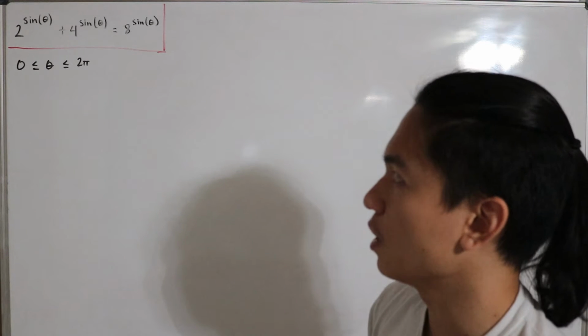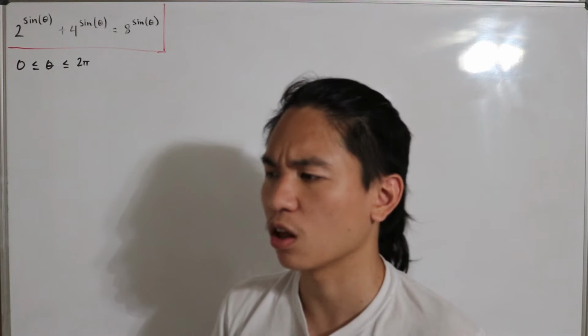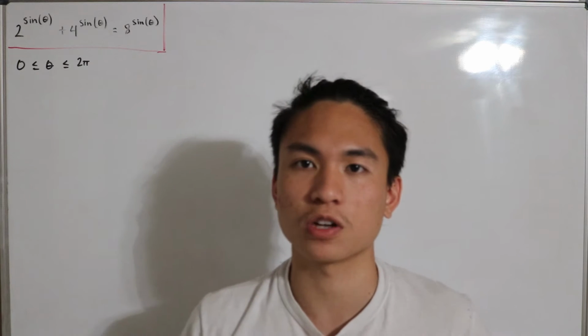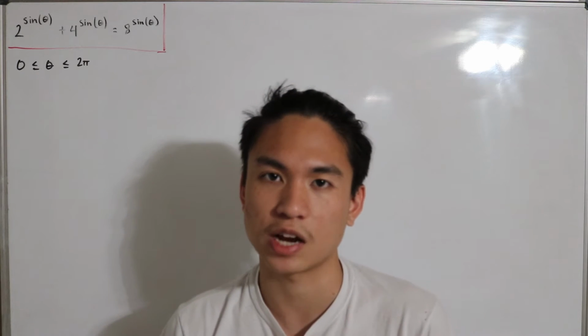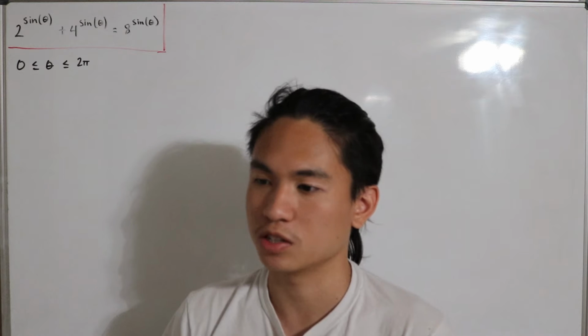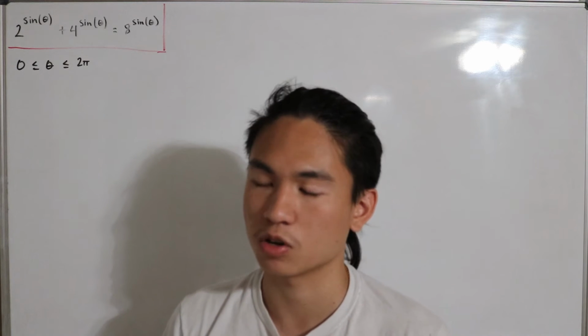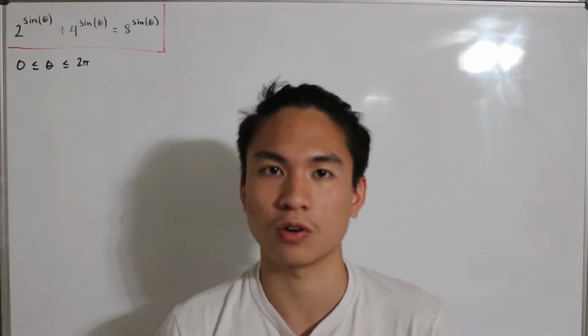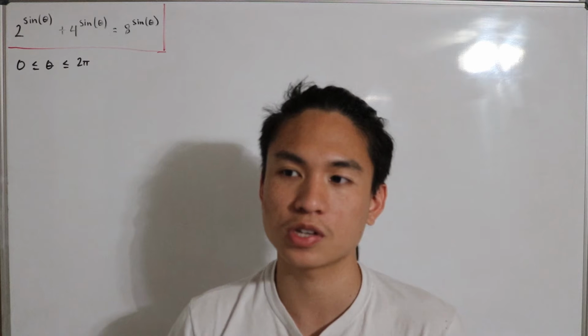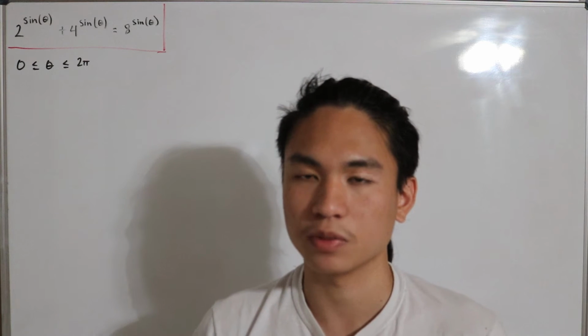I also did a similar problem like this a long time ago, where it was 4 to the power n plus 6 to the power n equals 9 to the power n. Now, of course, those two are not the same in terms of solving for your variables, but the layout is very similar.